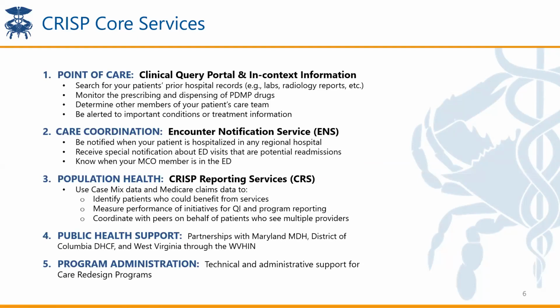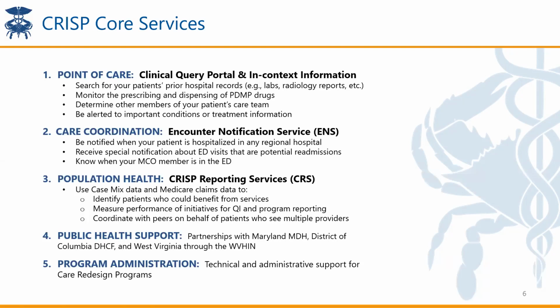The second bucket of services is care coordination focused, and that's our encounter notification service. This is a roster-based service in which you, the organization, would send us a panel or a roster of patients you are interested in being notified about. And then when those patients move through the hospital setting, we will notify you in pretty close to real time. The third bucket of services is more the population health level. This is our CRISP reporting services, where we use case mix data and Medicare claims data to provide reports where you can do a lot of good work on the population health and aggregate level.